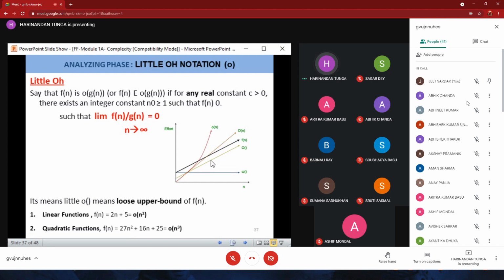Say your algorithm's total execution time is Fn equal to 2n plus 5, and we want to express it in terms of little o. How is it possible? How to calculate? How to express Fn in terms of little o? Now I'm going to share the doc file and illustrate it.